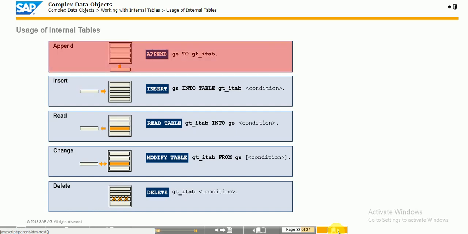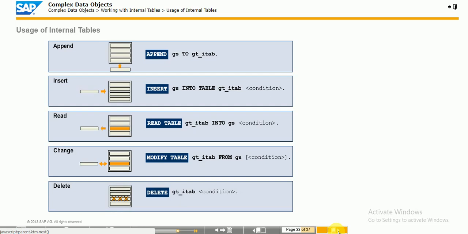Append. This appends the content of a structure to an internal table, and this operation can only be used with standard tables. Insert. This inserts the content of a structure into an internal table. Read table. This copies the content of a table row to a structure. Modify table. This overrides an internal table row with the content of a structure. Delete. This deletes a row of an internal table.